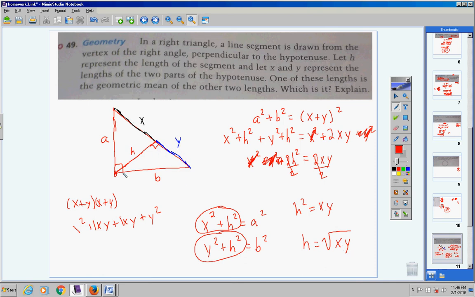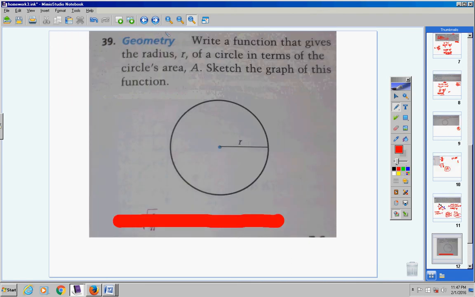I just proved it to you. Here it is. H equals the square root of these two numbers multiplied together. So, one of these lengths is the geometric mean of the other two lengths. H is the geometric mean of the lengths x and y. Okay, now, you might have been lost from the moment I said the words in a right triangle, okay? You might have totally gotten this, but it's good for all of you to see a problem like this, even though I won't give you one on a test or quiz.